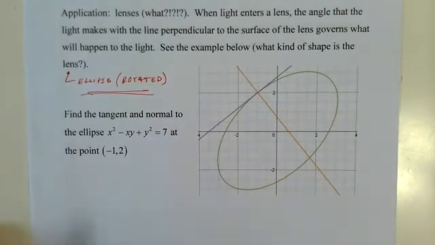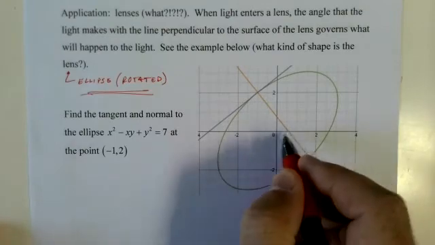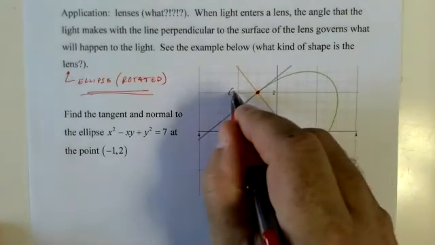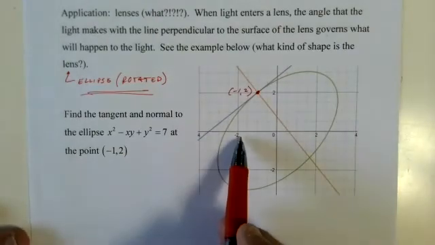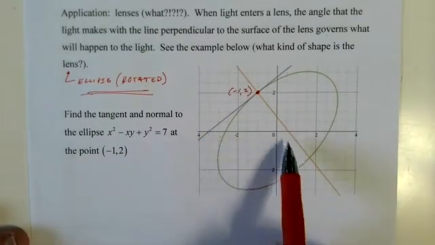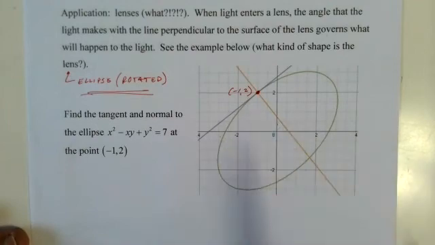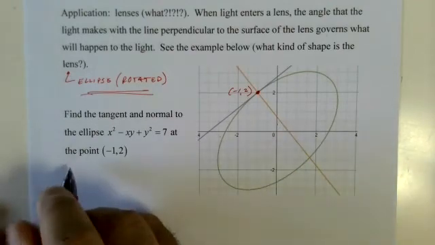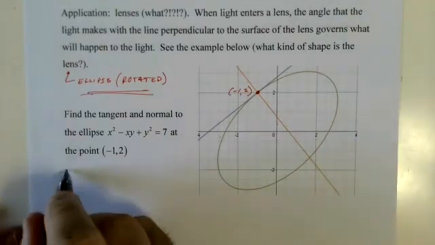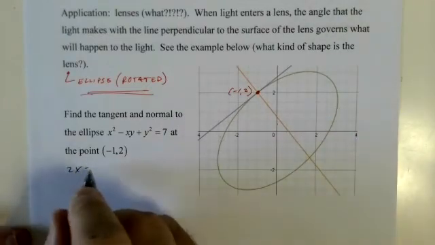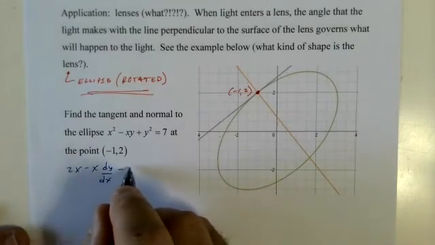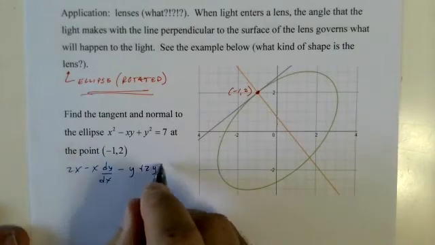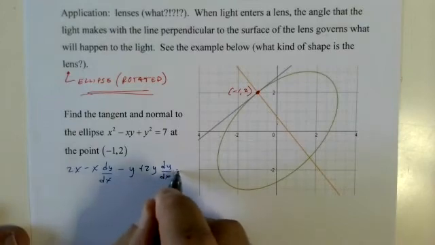So find the tangent and normal at 1, 2, which I very nicely already pointed out for you. All right, we can see it's going to be negative 3.5. We can see it's going to be 1.75. So let's find out. 2x minus, leave it, dy/dx, minus 1, leave it, y, plus 2y dy/dx equals 0.